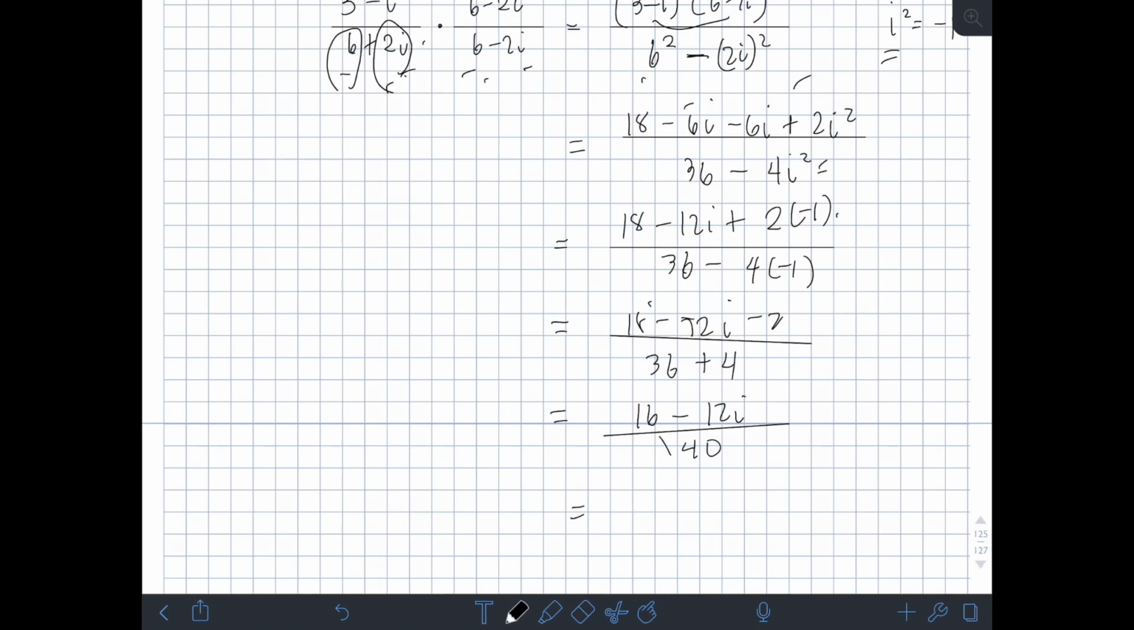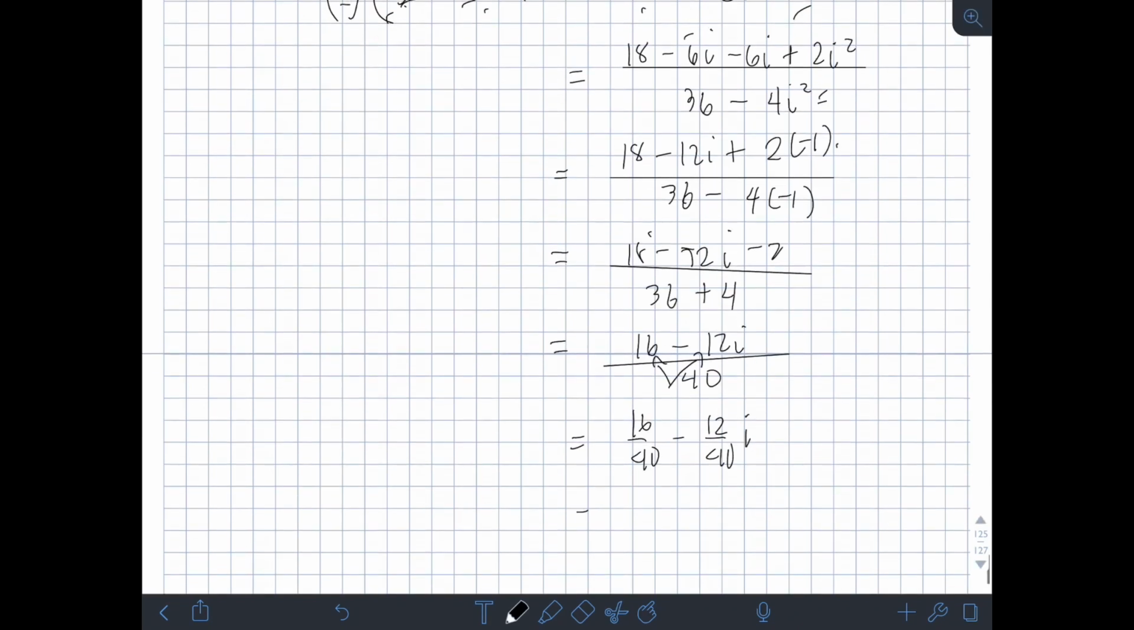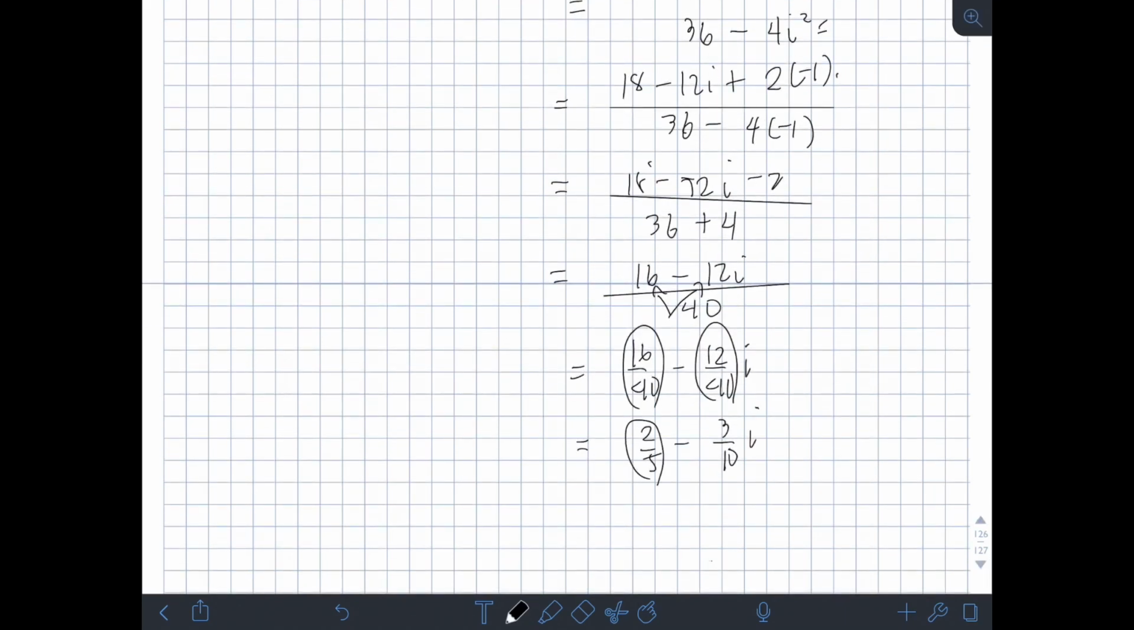So, pwede nating i-distribute tong denominator, 16 over 40 minus 12 over 40i. Or, pwede pang ma-lowest term as ito, 2 over 5 minus ito, 3 over 10i, right? So, ano yung 2 over 5? 2 divided by 5 is what? 0.4, right? Minus, ano yung 3 over 10? 3 divided by 10 is what? 0.3i. Okay, so ito yung ating simplified form.